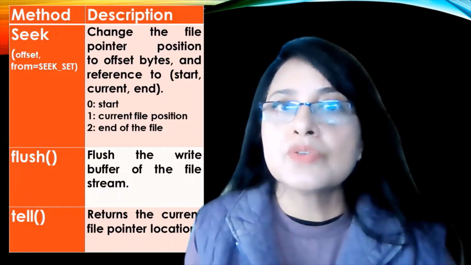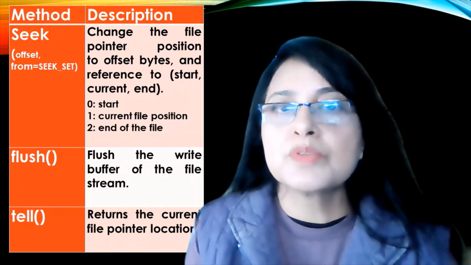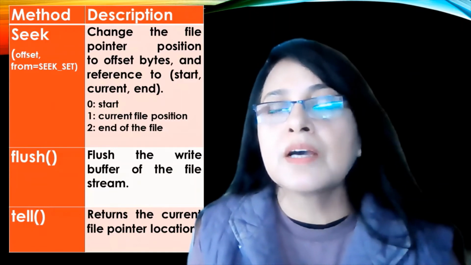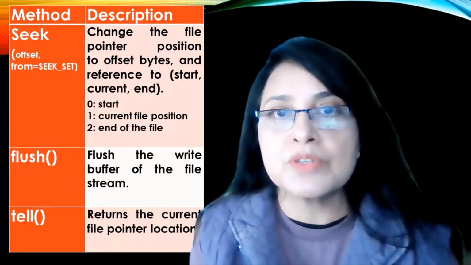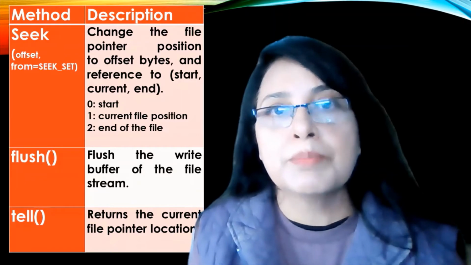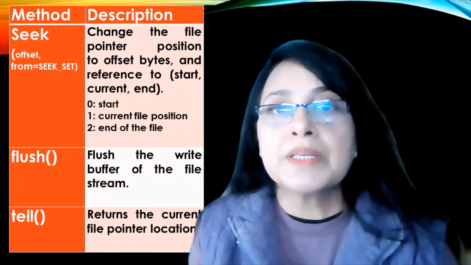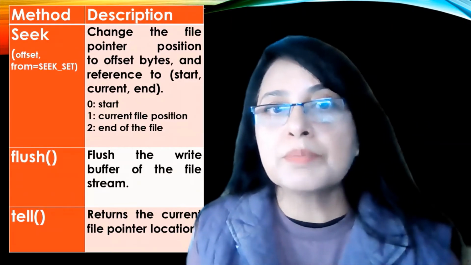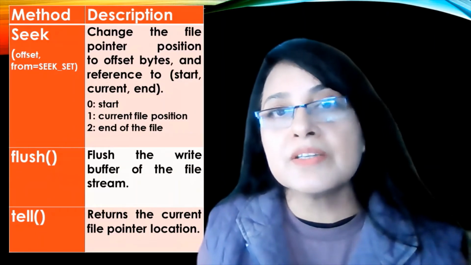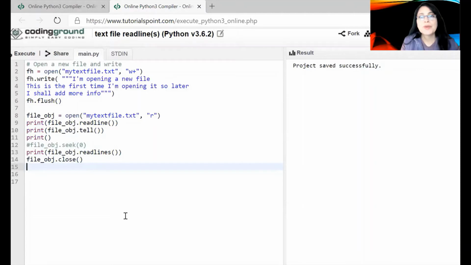The seek method is used to change the file pointer position to offset bytes, and it can be referenced from the start, current, or the end of the file position. It cannot be negative. That's only possible for binary files. The flush method is used to flush the write buffer of the file stream, and the tell method returns the current file pointer location. We're going to look at the usage of the flush, tell, and seek methods.